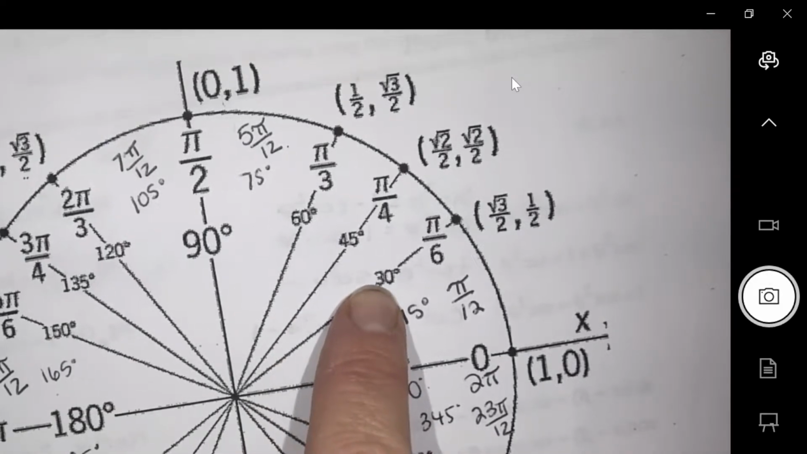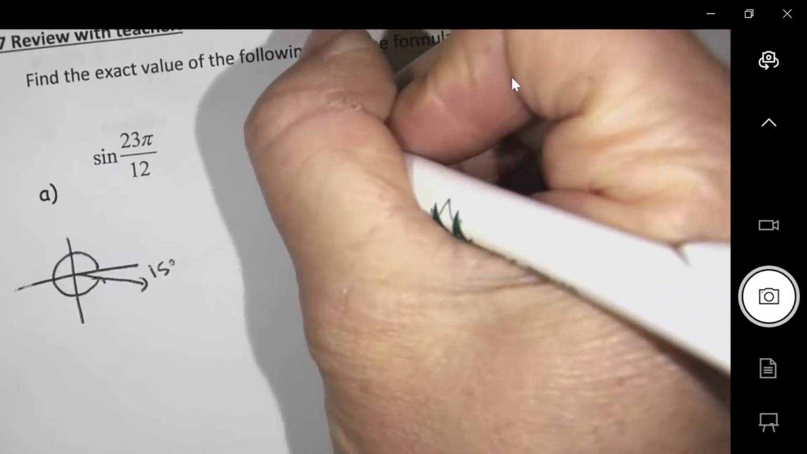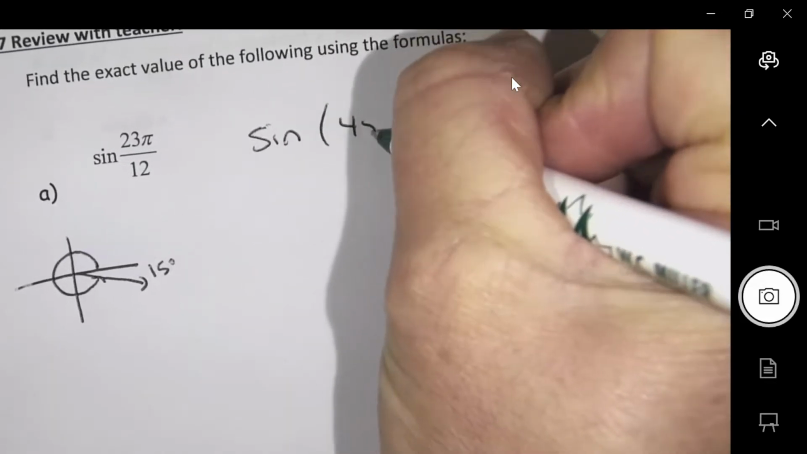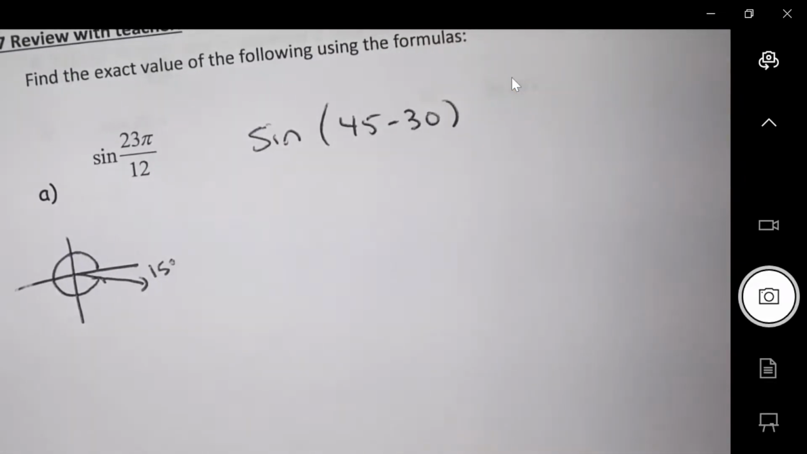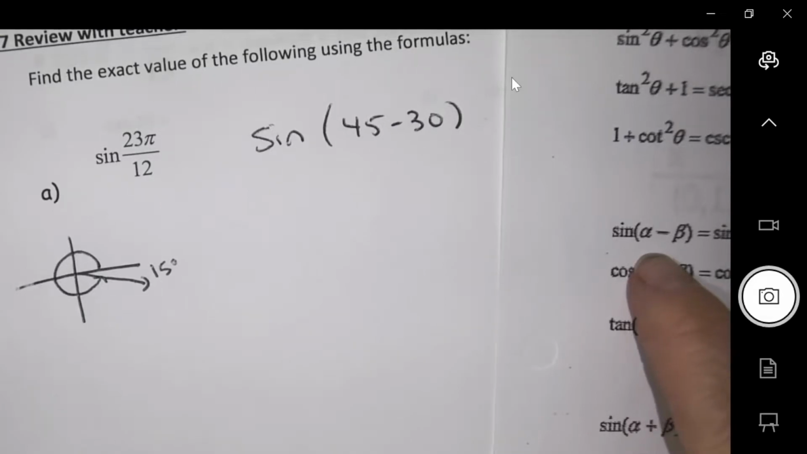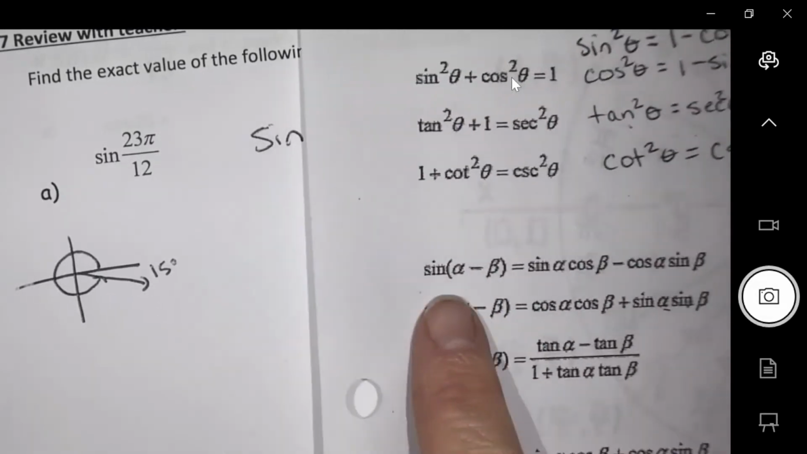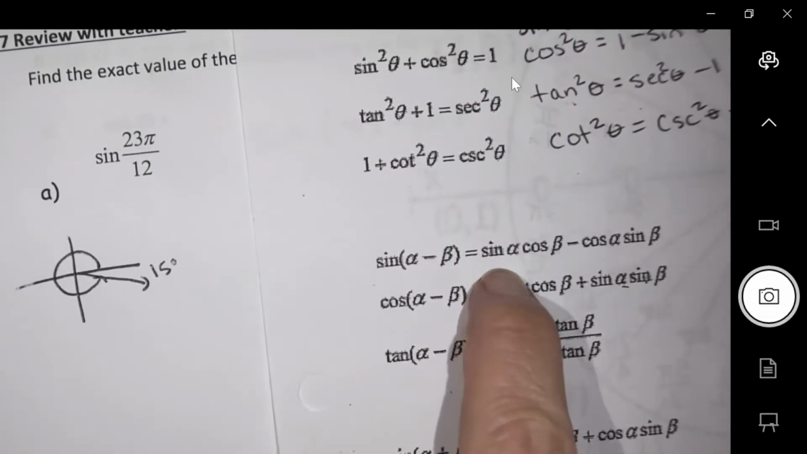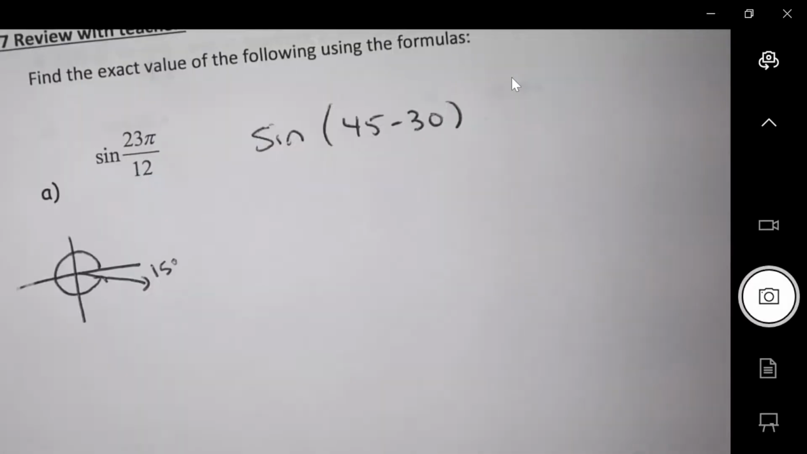45 minus 30? Okay, so that's what I'm doing. I'm doing the sine of a 15-degree reference amount. So now I'm going to take this and look at my formula sheet. So sine of 2 subtractions. So can you find that on there? So sine A cos B minus.